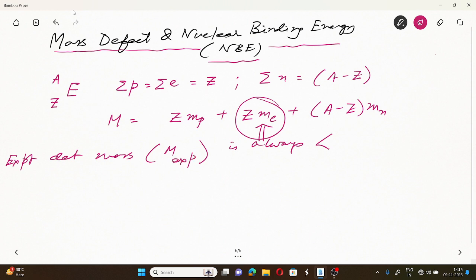Okay, so the experimentally determined mass is always lesser than the one which we have calculated theoretically, this one. This is always lesser. That means it was suggested that if this is lesser, then we can say some amount of mass is lost during the construction of the nucleus.